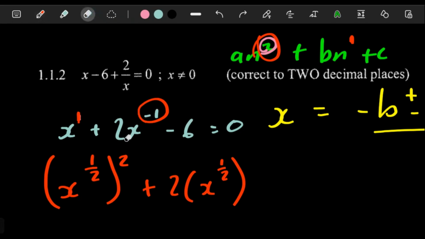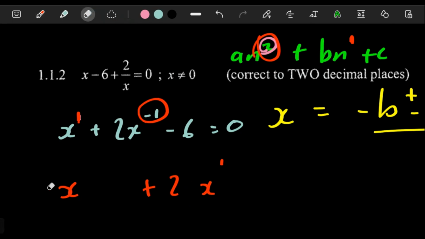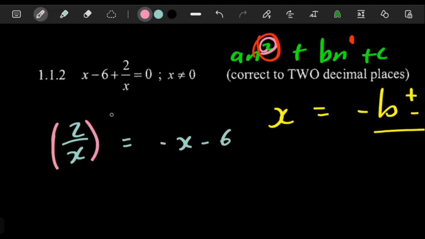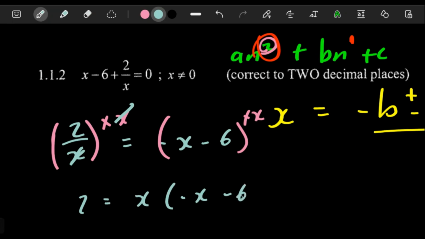Nothing. So writing this in that format to then use the quadratic formula doesn't seem like it's working. So what we can then do is just leave this fraction the way it is. We can take everything to the other side, and we're going to have negative x minus 6. Now obviously we don't like working with fractions, so we can multiply this by x, multiply this by x, and then the x will cancel out. This is going to give us 2 is equal to x times negative x, minus 6.